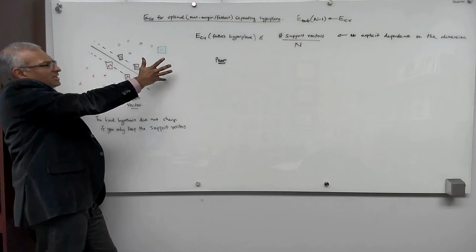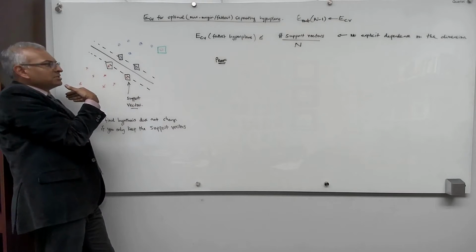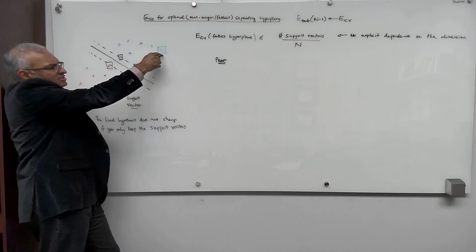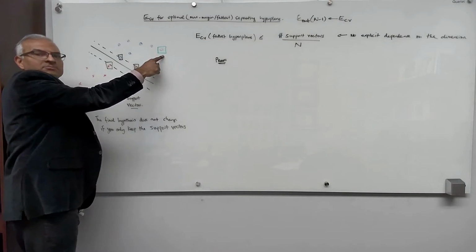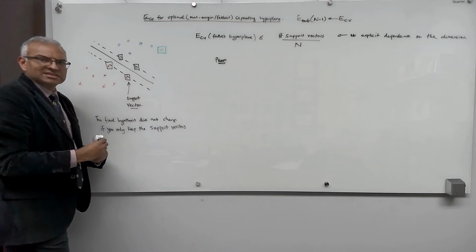So when I had all the data, with this final hypothesis, I separated all the data. So that means that this final hypothesis gets this data point that I left out correct, even though I left it out, because the final hypothesis didn't change. Okay. So let's summarize that discussion.